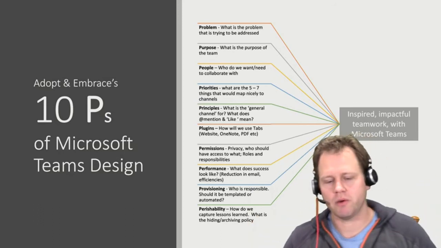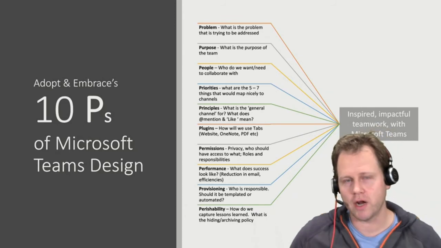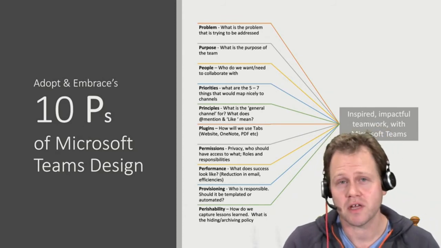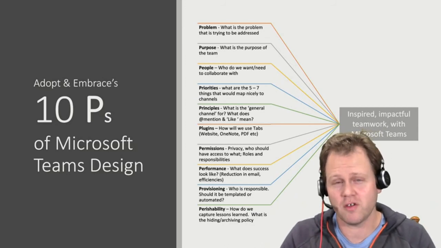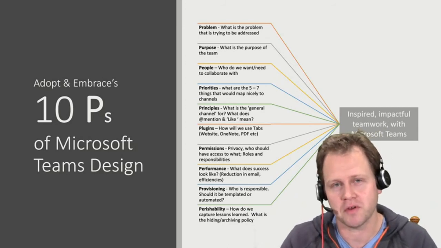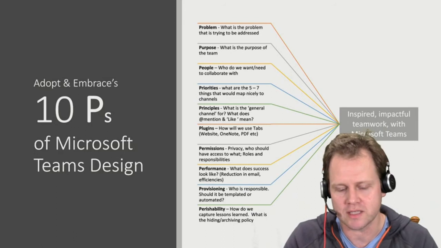Who are the people that we want to work with, who we need to collaborate with, and what are their information security needs? Because that's going to dictate whether we break it up into more teams or we potentially use private channels to help overcome some of those information security needs we have to put in place.